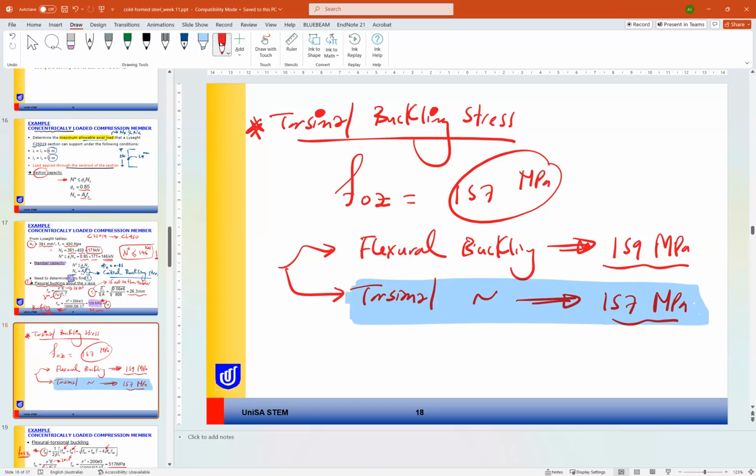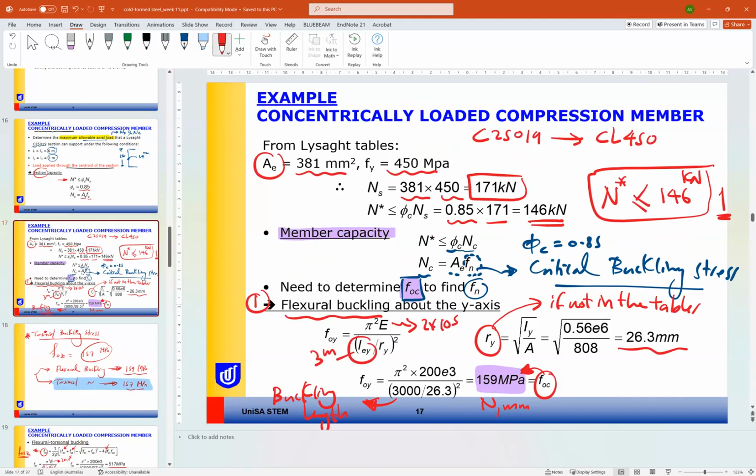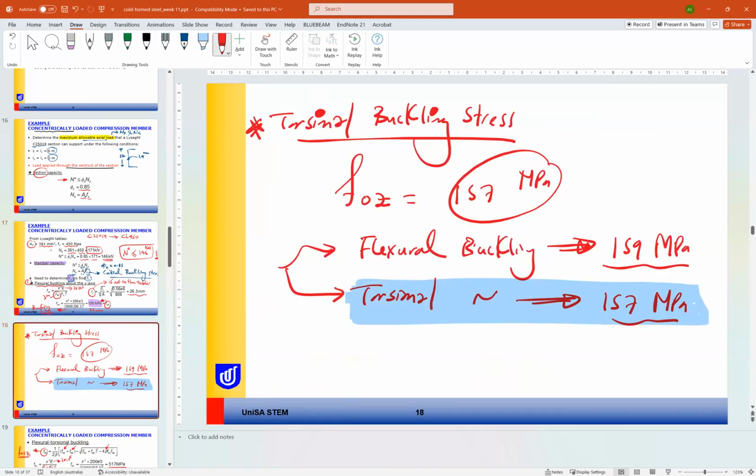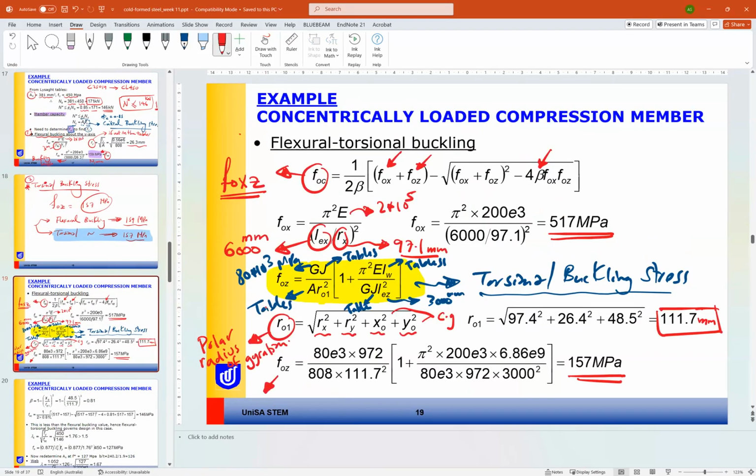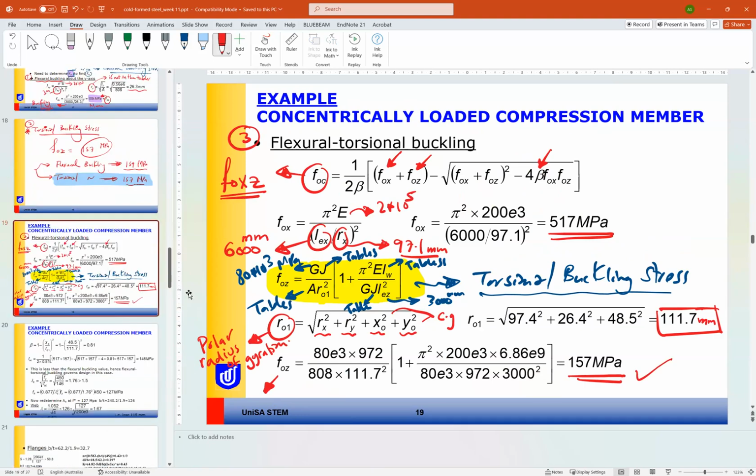But based on the explanation we have earlier, we have three cases. The first case is flexural buckling, the second case is the torsional buckling, and the third case, what we are doing now, is the flexural torsional buckling. So we got FOZ. So now we know FOX, FOZ. So the last parameter we need to find now is what? Beta.